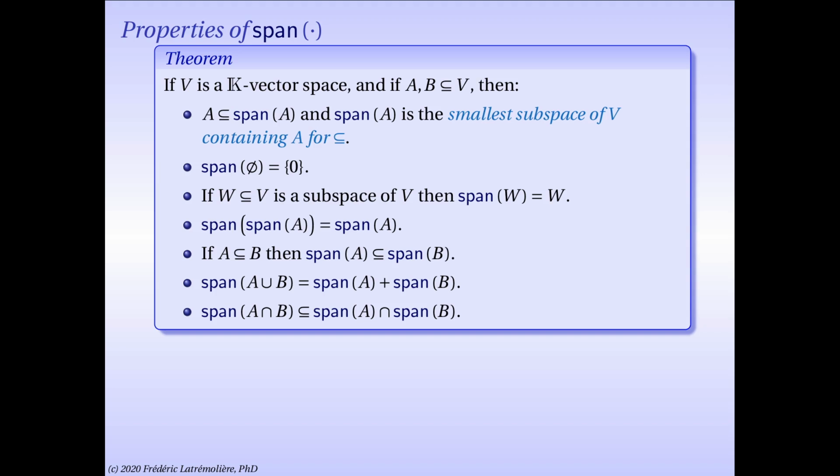Any subspace of V is closed for the operator span, by which I mean if W is a subspace of V, then the span of W is actually equal to W. Span is idempotent: the span of the span of A is the span of A. Span is monotone: if A is a subset of B, then the span of A is a subset of the span of B. The span of the union of A and B is actually equal to the sum of the span of A and the span of B, but the span of the intersection of A and B is only a subset of the span of A intersect the span of B.